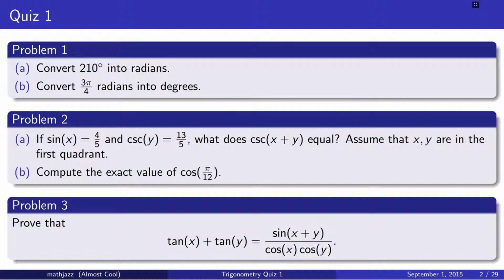Here's the quiz. Problem 1a. Convert 210 degrees into radians. B. Convert 3/4 pi radians into degrees.